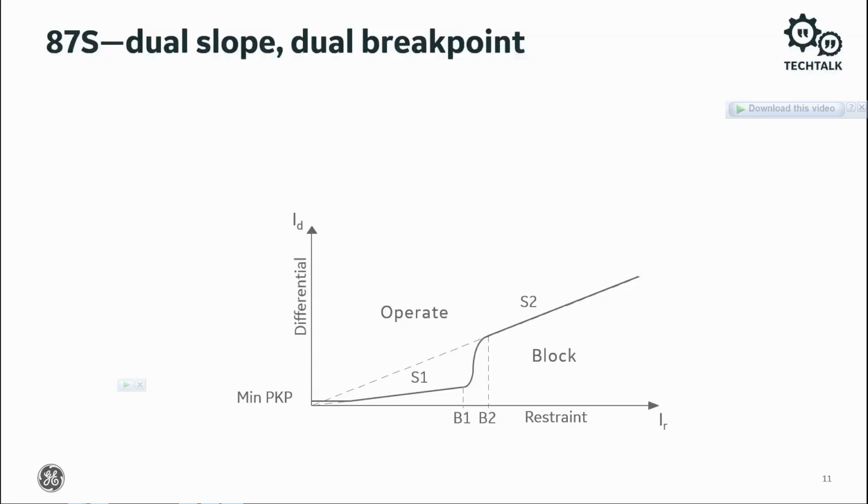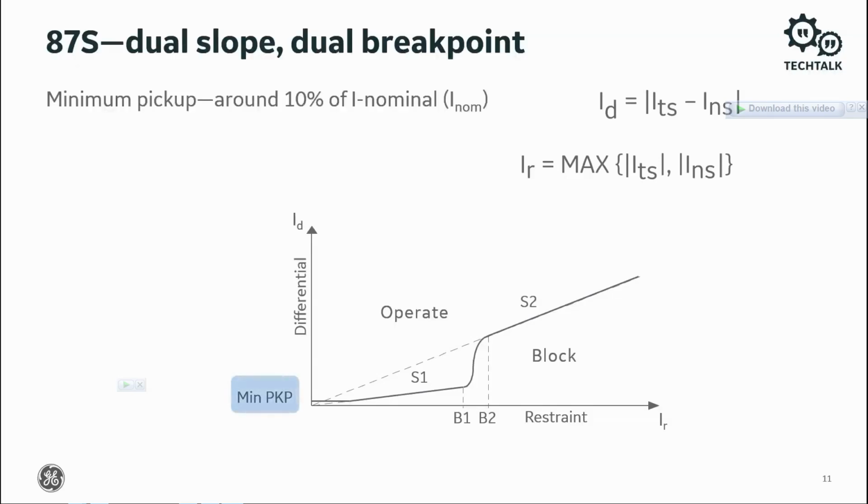The key variables used in the elements are the differential current ID on the vertical axis and the restraining or bias current IR on the horizontal axis. The relay takes the absolute value of the difference between the neutral side and the terminal side currents for ID. For restraint or bias, IR, the relay uses the maximum of the neutral side and the terminal side generator current magnitudes. This makes the percent differential element very stable.